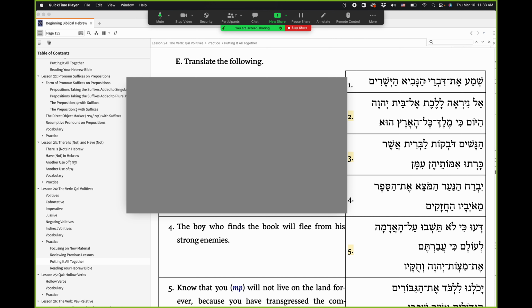Well, what do you know? The very next word has a definite article. That means that the very next word cannot be a construct, so this is my absolute. Ha-navi, the prophet. So what I've got here is words of the prophet.